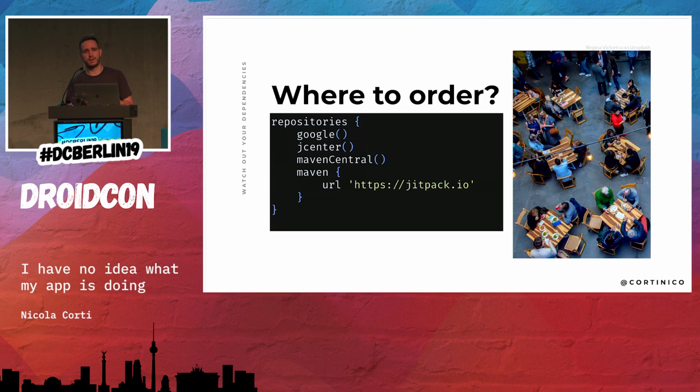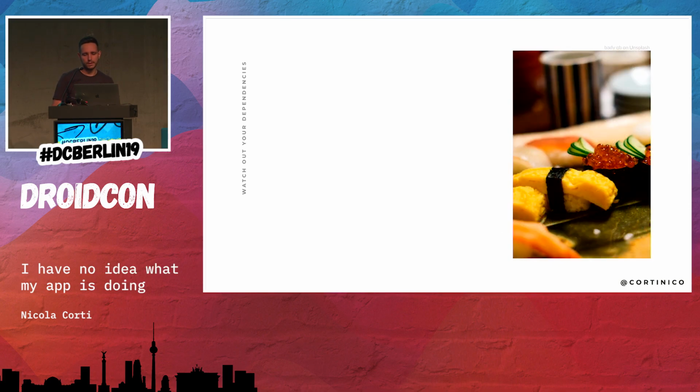I want to mention JitPack. It's a really famous service that gets GitHub repositories, builds them, and hosts them. And also, you can have your own local repository called Maven Local. So the order of these repositories is extremely important. And why? We will see that later.